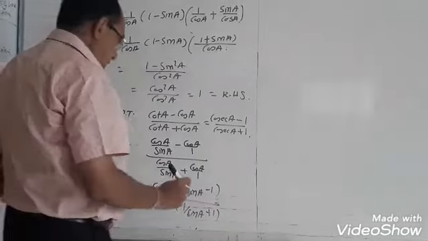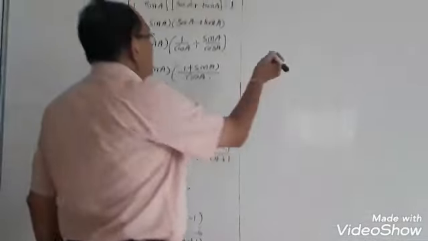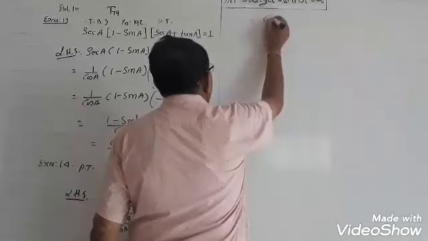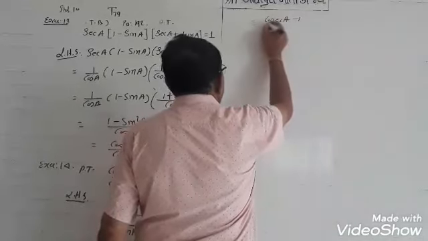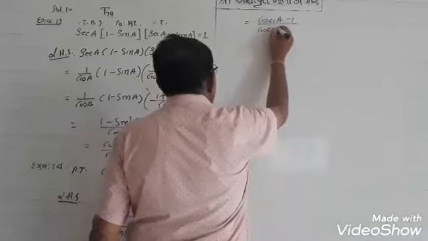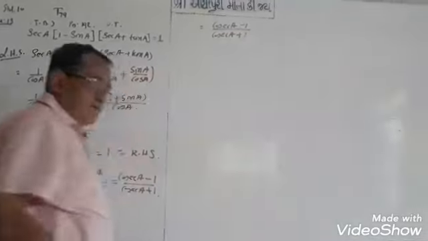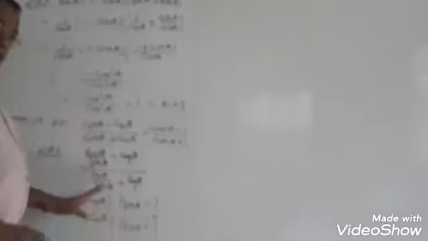Cos A cancels. 1 upon sin A is equal to what? Cosec A. So we get cosec A minus 1 upon cosec A plus 1. Okay. It can be done by other ways also. Take the LCM with cosec and sin, take sin common. You can do it, but a few more steps will be needed.